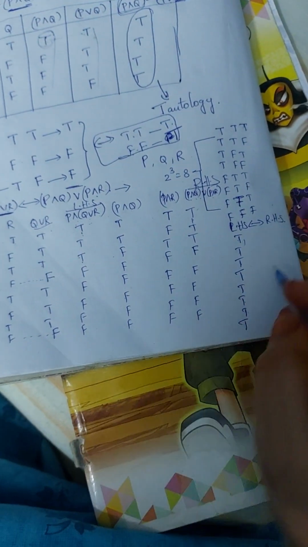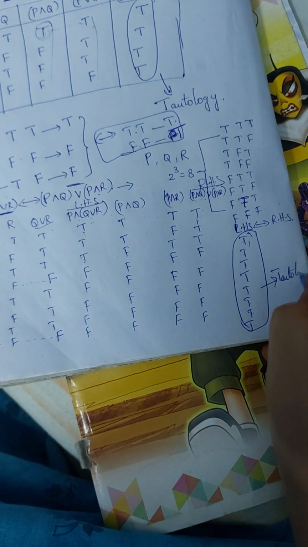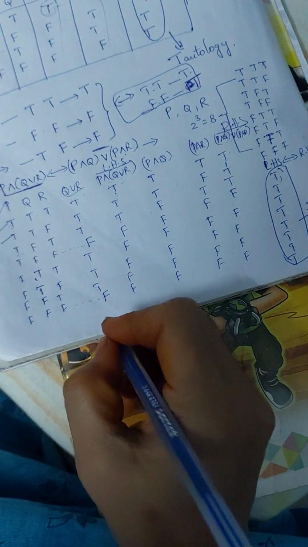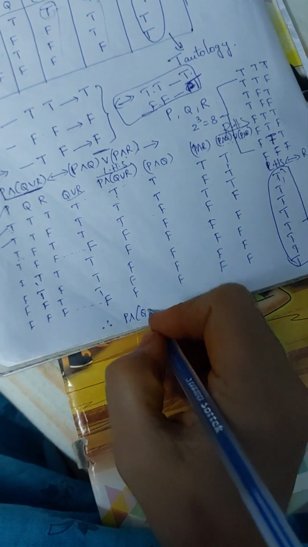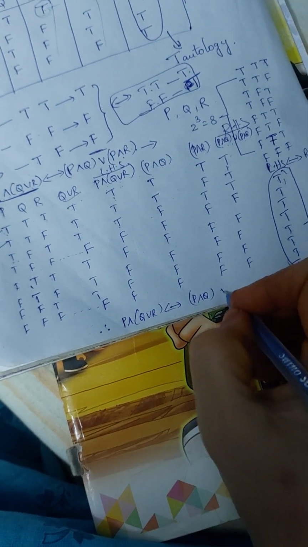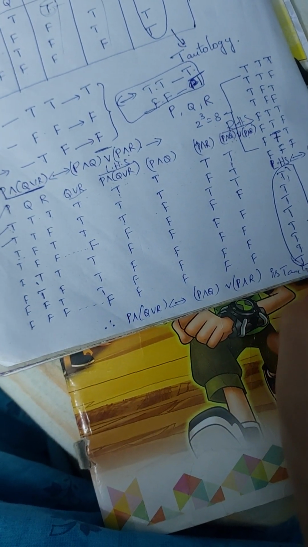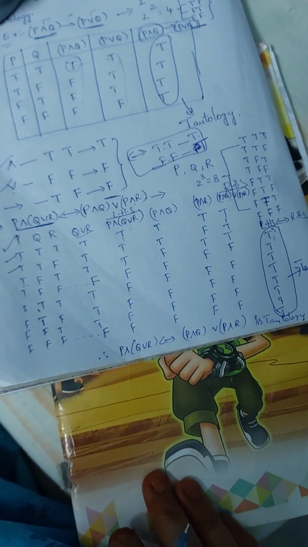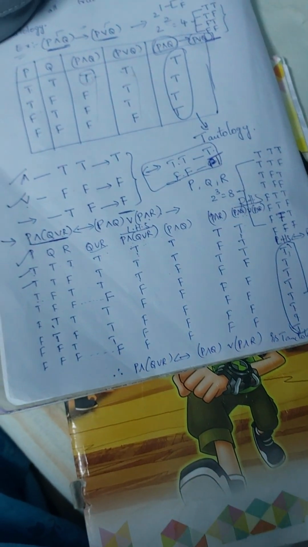So by using this table, the last column of the truth table contains all trues, so it is a tautology. Hence, (P and Q) or R bi-implies (P or R) and (Q or R) is a tautology. In this manner we need to write in the final exam. The last statement should be: P and Q or R bi-implies P and Q or P and R is a tautology. Thank you.